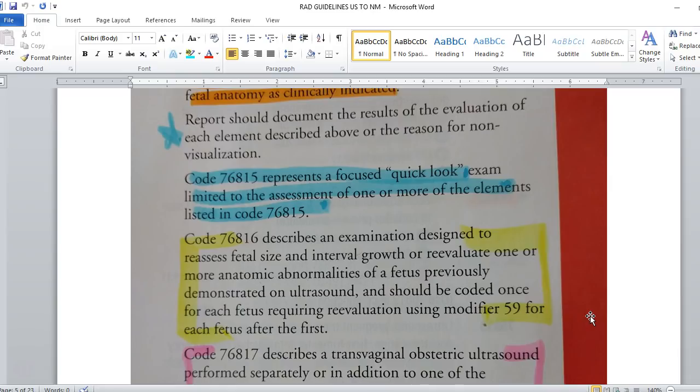However, we also have code 76816, which is designed to reassess fetal size and interval growth or reevaluate 1 or more anatomic abnormalities of a fetus previously demonstrated on ultrasound, and should be coded once for each fetus requiring reevaluation using modifier 59 for each fetus after the first. Okay? So again, if the baby is very small, or again, if it's a cleft lip, cleft palate, and they want to make sure that they're continuing to see what's going on in the growth, this is the code they're going to use.